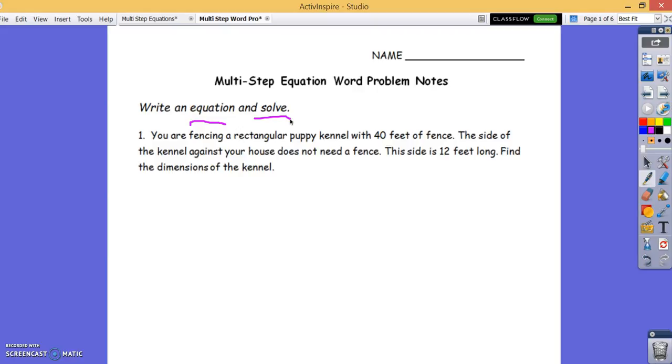You are fencing a rectangular puppy kennel with 40 feet of fence. The side of the kennel against your house does not need a fence. This side is 12 feet long. Find the dimensions of the kennel. So let's go through and annotate.